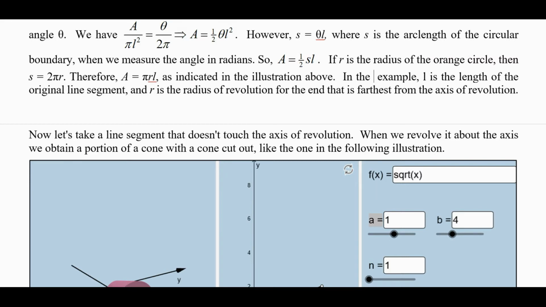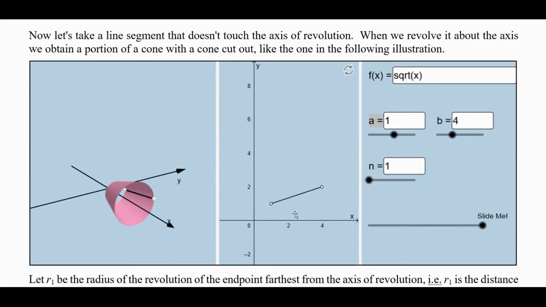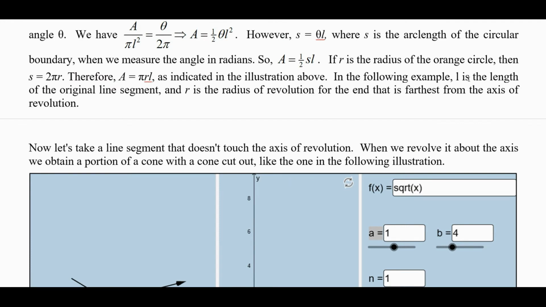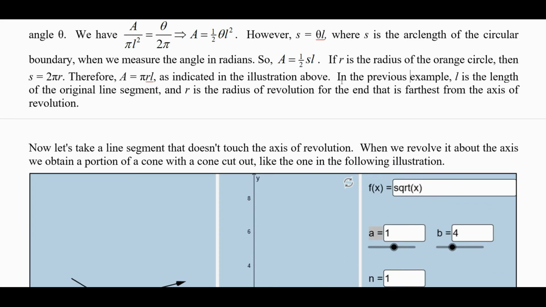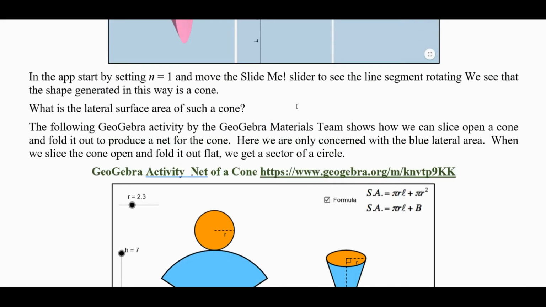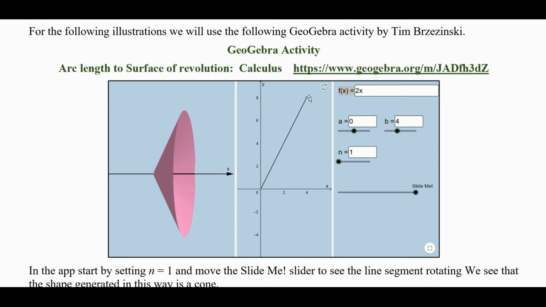So I guess we should say in the following example, L is going to be the length of the original segment, and R is the radius at the farthest end. So looking at this picture, L is, well, whatever that is. We could figure it out by the Pythagorean theorem, I guess. This is 4 squared plus 8 squared, and add them up and take the square root of that. That would be that length. And then the radius, from this point up to here, would just be 8.